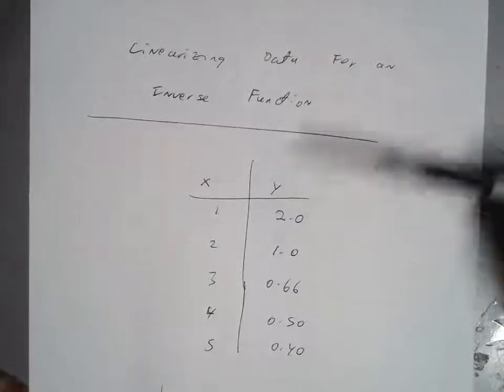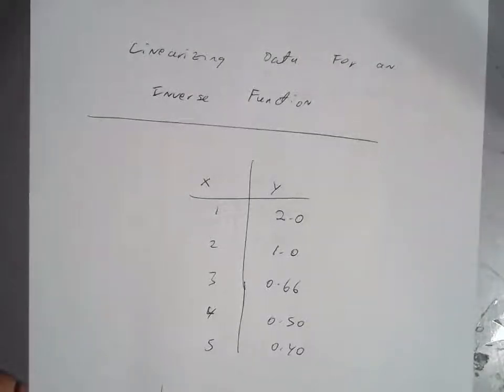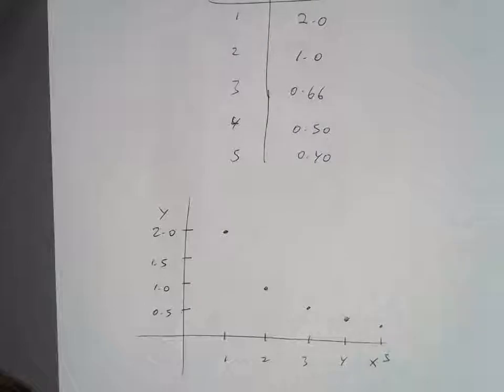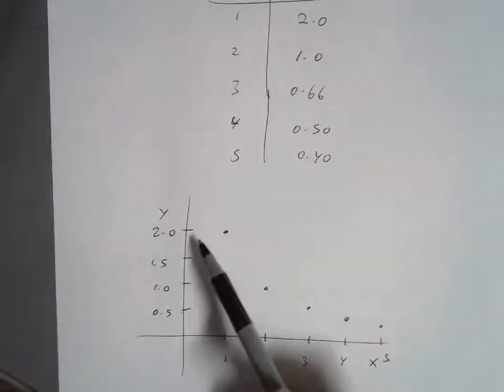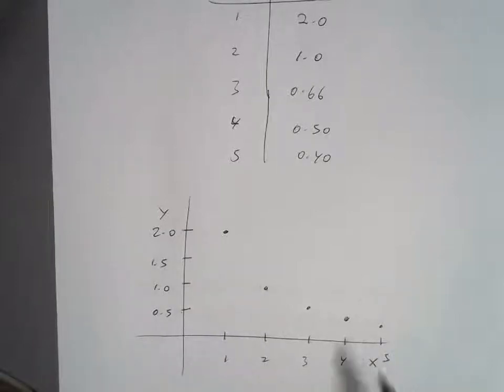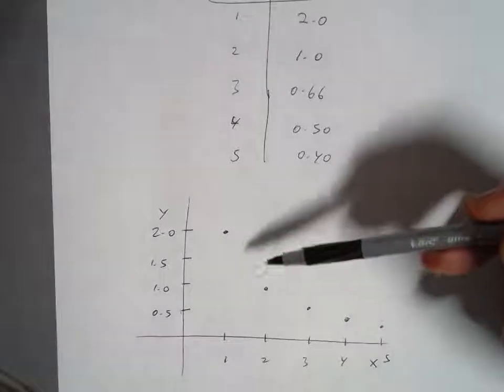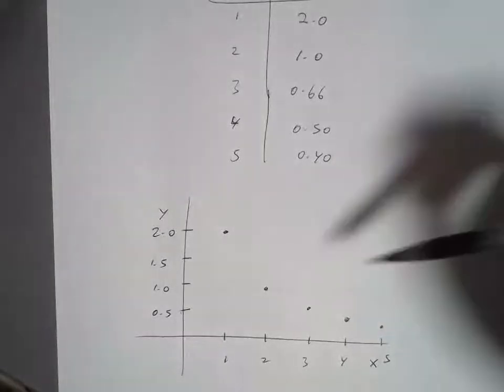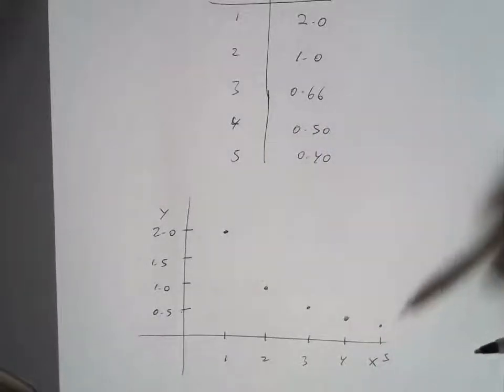I didn't put any units on x or y, so these could be any kind of numbers that you're trying to graph. So if you graph the data that is in that table, it looks like this. So x goes from 1 to 5, y decreases from 2 to 0.5, and you can see this is an inverse type graph. It's definitely not a linear relationship that's happening there, but it's some kind of an inverse function.